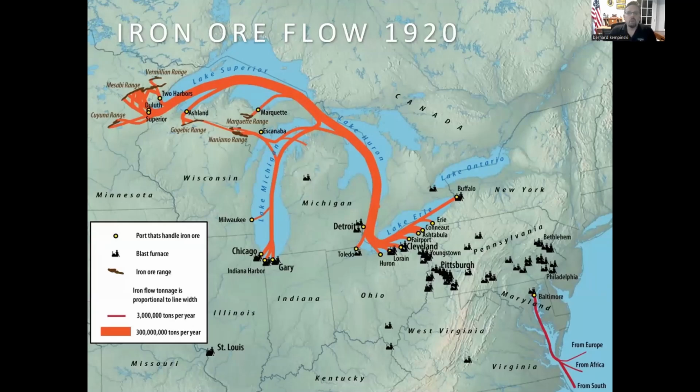In this 1920 chart, you'll see how the iron ore moved by tonnage. These lines, by the way, are proportional. The width is proportional to the amount of tonnage. And so you can see 300,000 tons a year was moving along the Great Lakes. Also, the old steel mill at Sparrows Point was getting shipped iron ore from Chile and some other locations too.